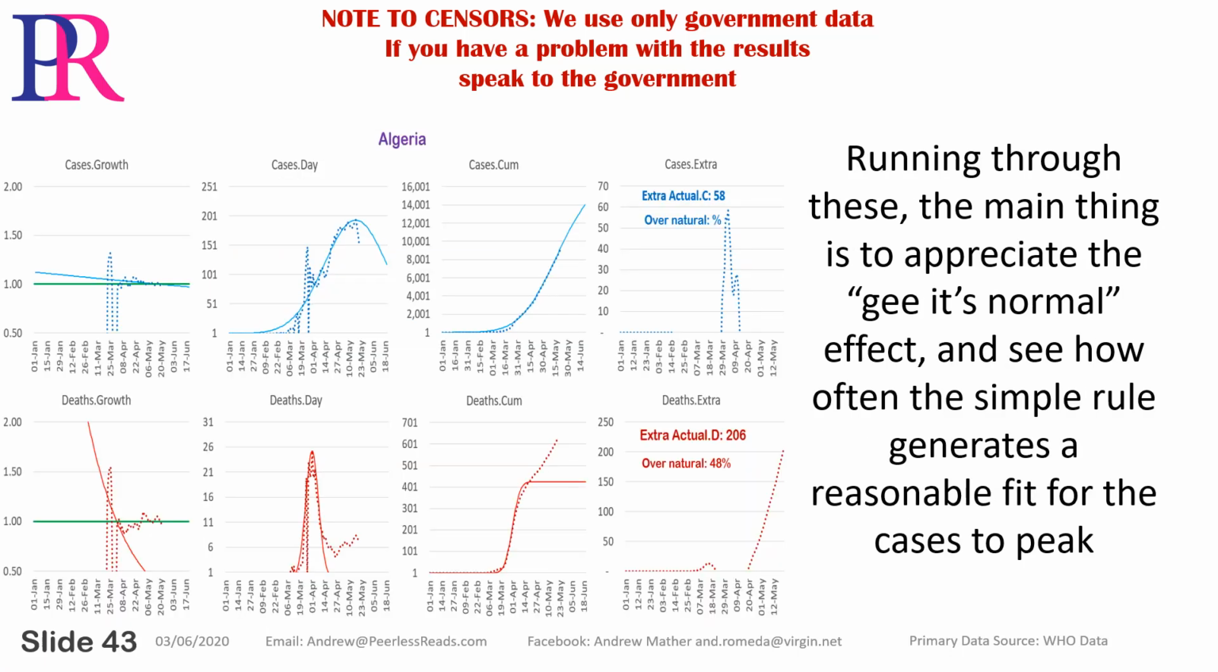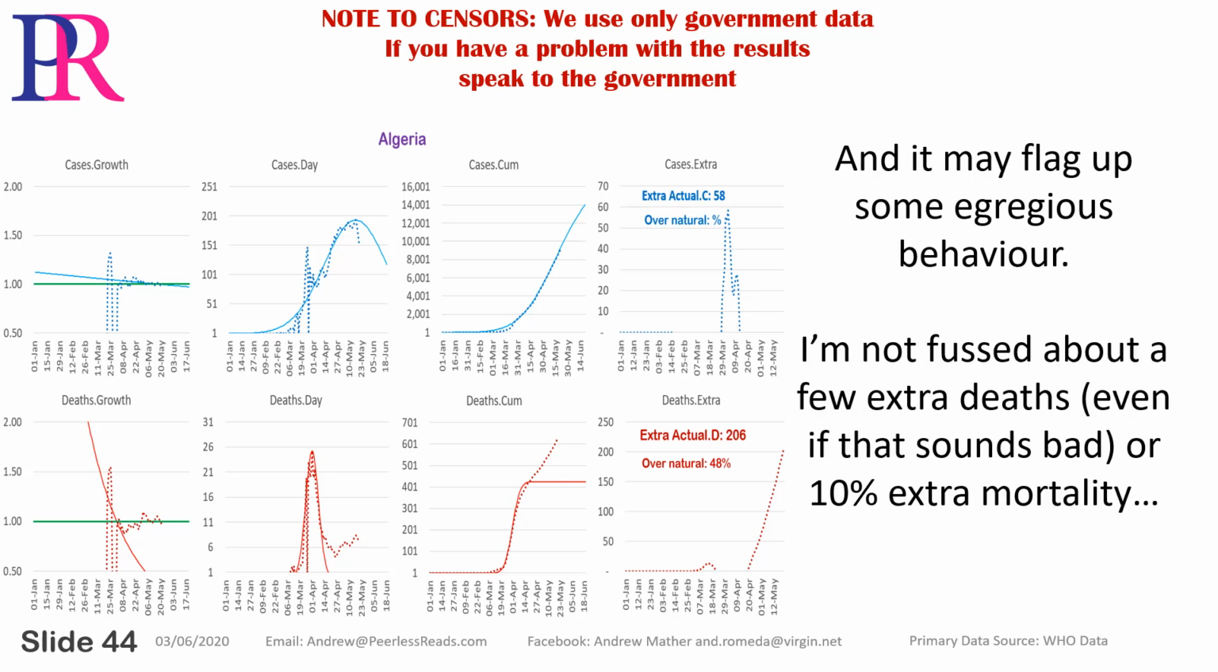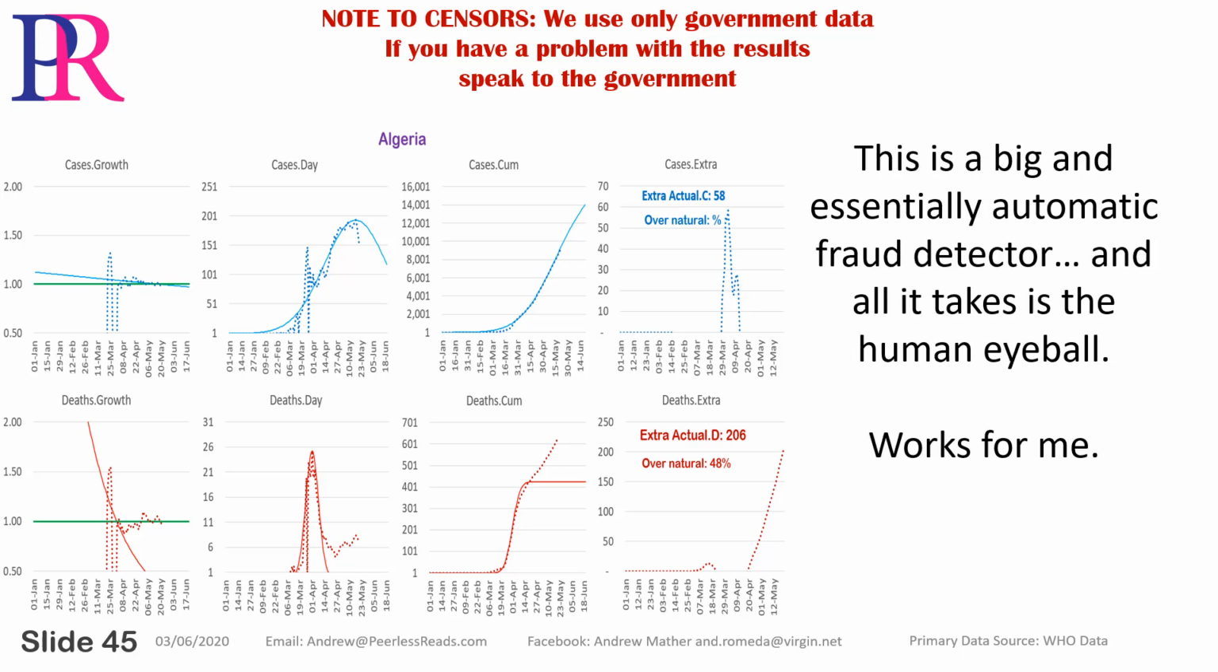Running through these, the main thing is to appreciate the Gaussian, the normal effect, and see how often the simple rule generates a reasonable fit for the cases to peak. And it may flag up some egregious behaviour. I'm not fussed about a few extra deaths, even if that sounds bad, or 10% extra mortality. This is a big and essentially automatic fraud detector, and all it takes is the human eyeball.